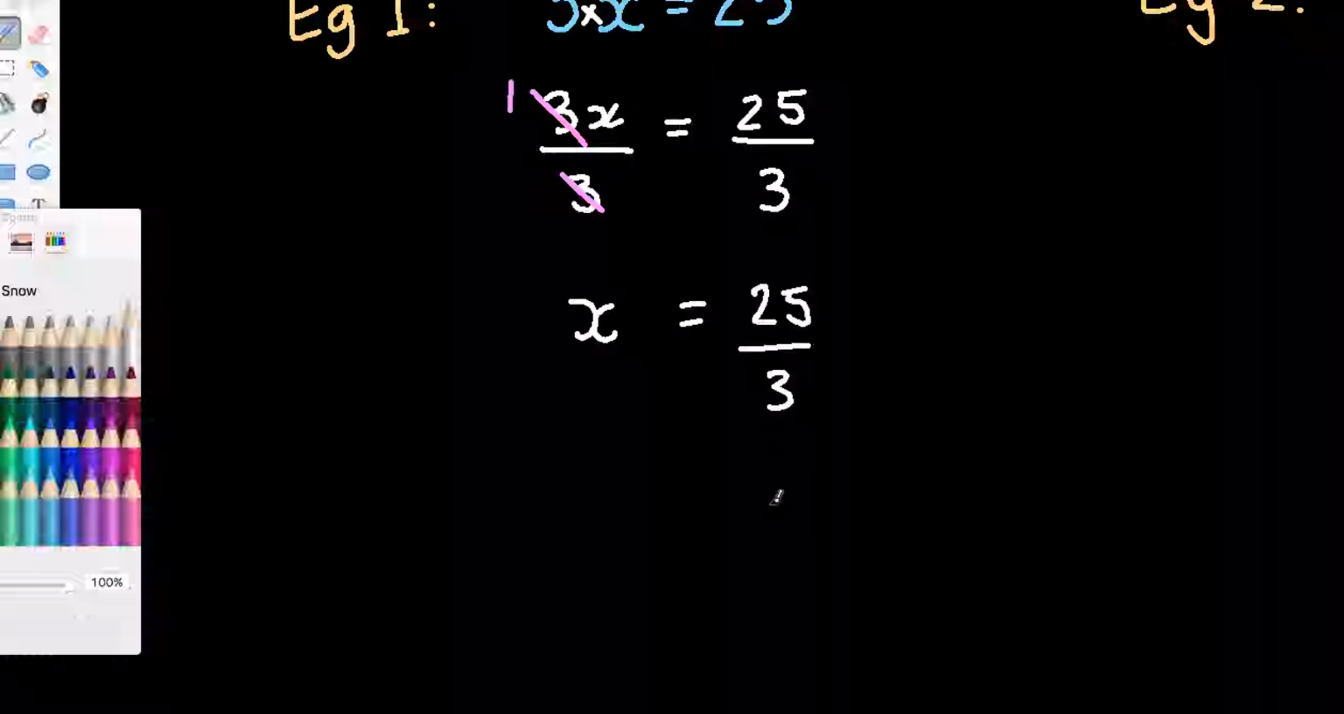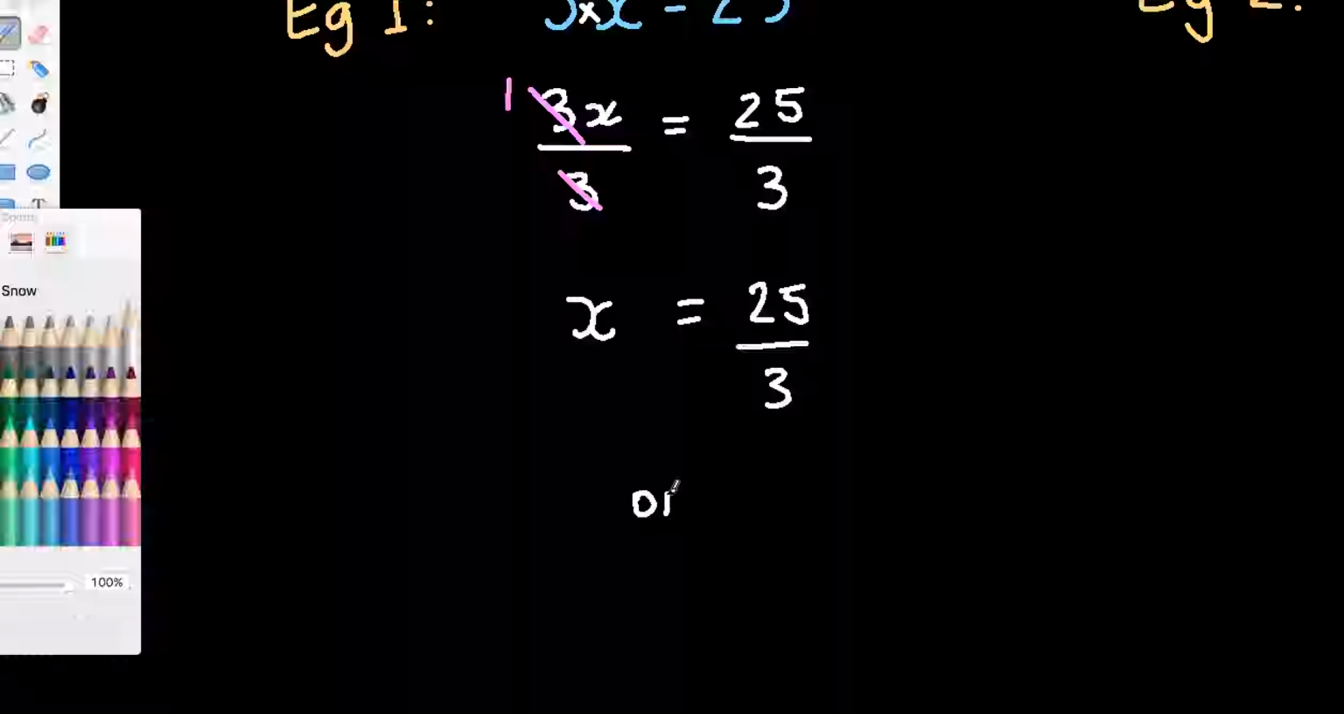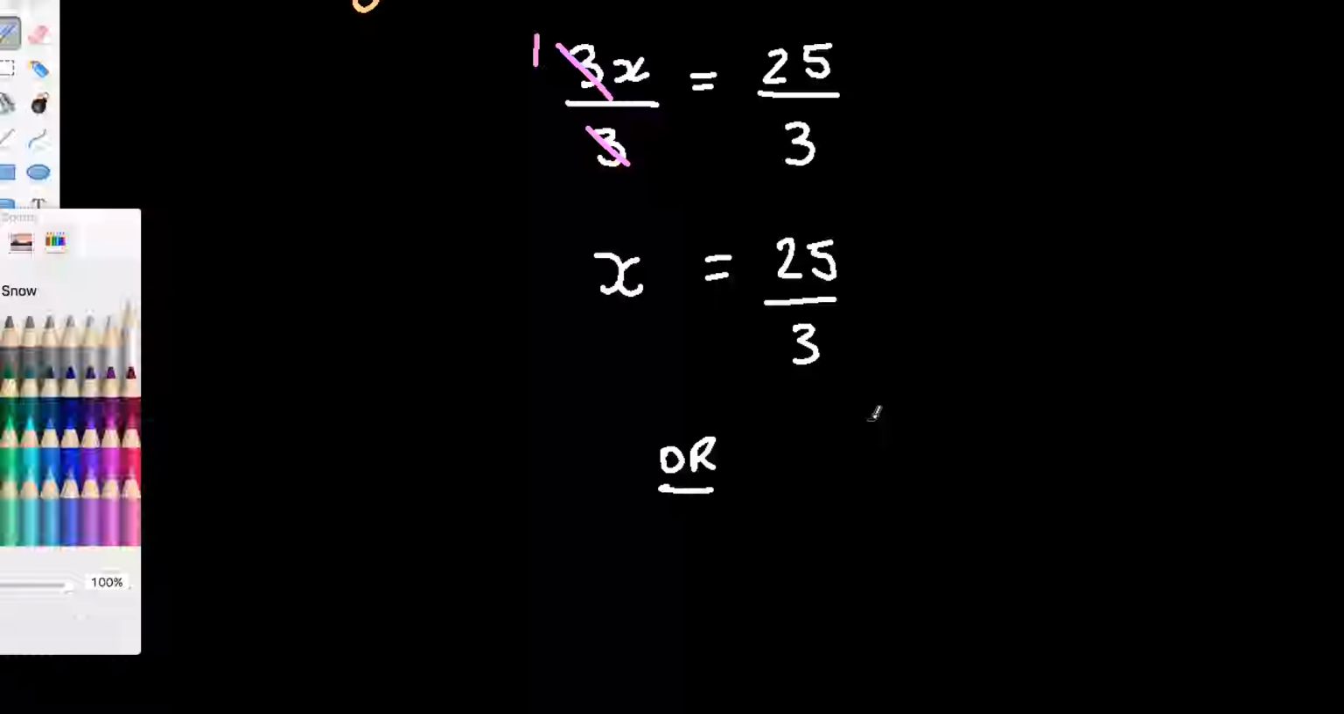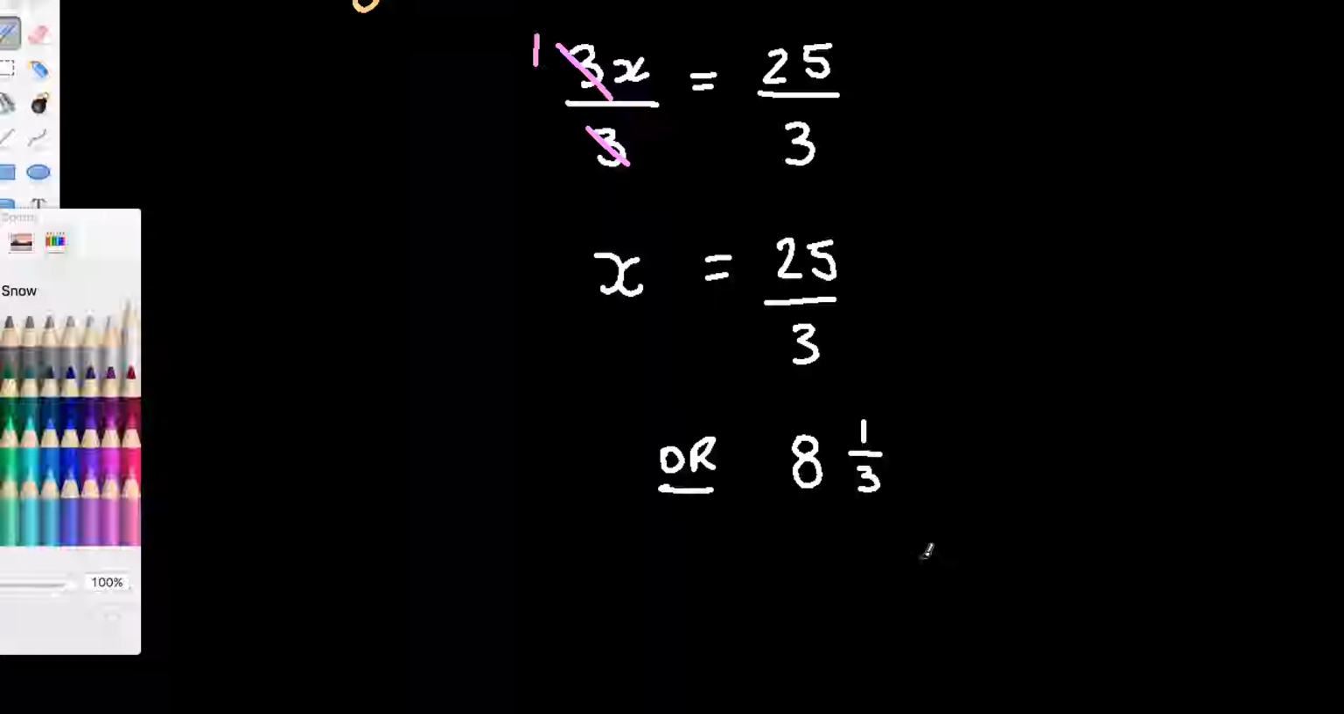You can obviously change it to a mixed number if you want to. It's not always necessary unless you've been specifically asked to do that. So how many 3's go into 25? Well, it goes in 8 times. And then what's the remainder? Well, there's one remainder, and that remainder is divided by 3. So it's 8 1/3.